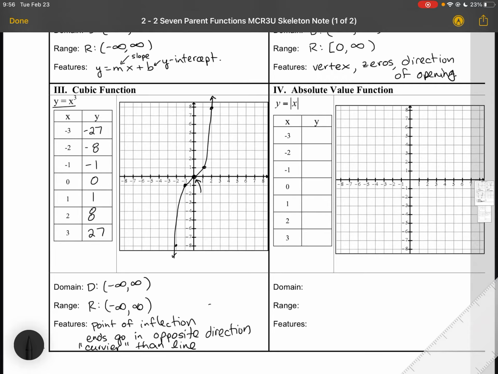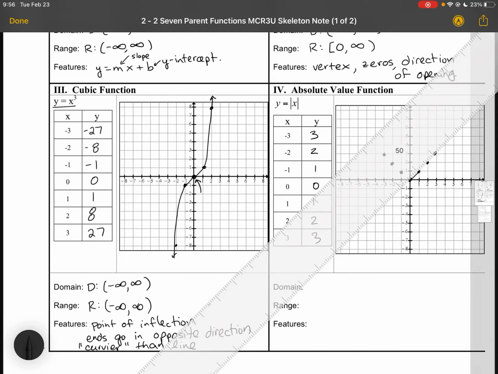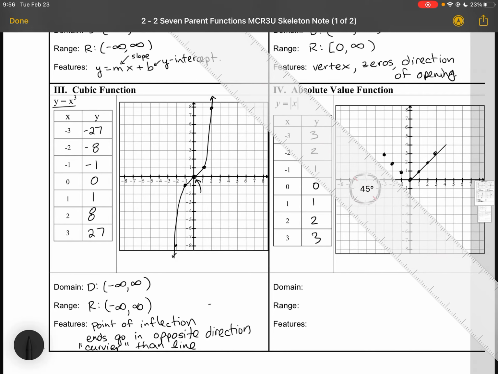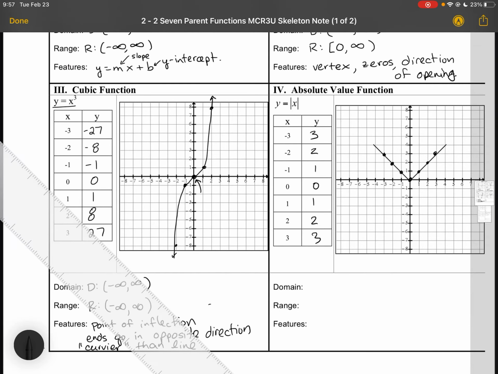This is the absolute value function. The absolute value just means that whatever value you put in, you are going to get the same number, but positive. So filling in our table of values, 2, 1, 0, 1, 2, 3. And then we're going to plot those points on the graph. So 3, 2, 1, 0, and then the same in the other direction. And this particular one looks like an upside down triangle or a V shape.